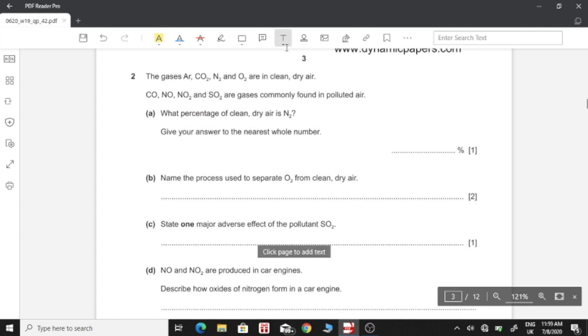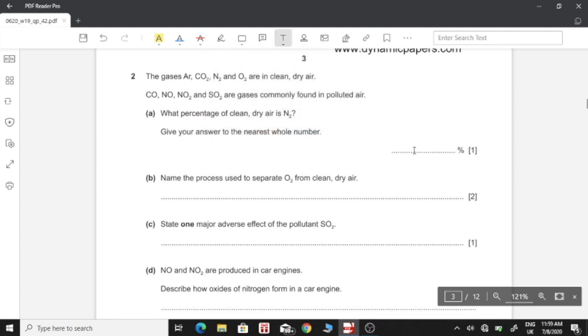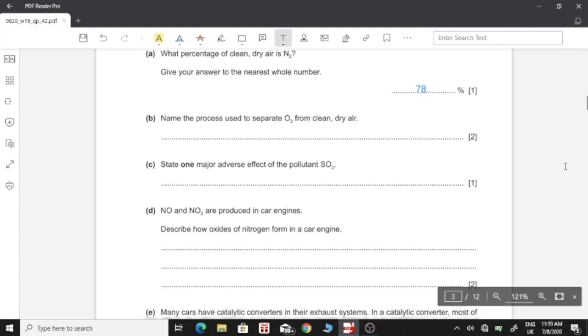Alright. So the percentage is 78. B. Name the process used to separate oxygen from clean dry air. So this is fractional distillation of liquid air.